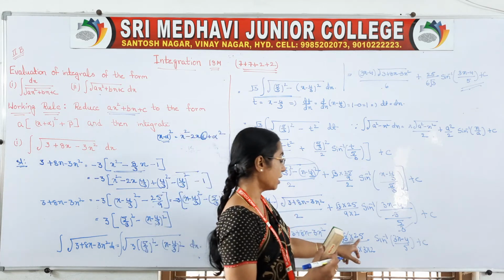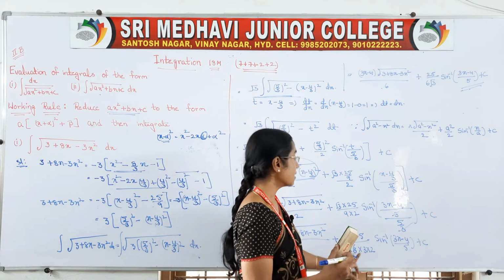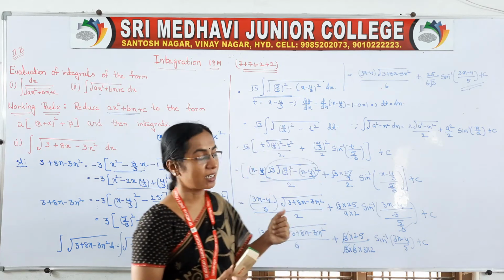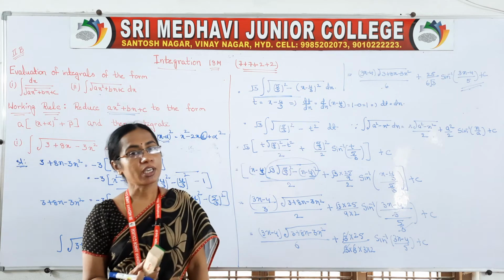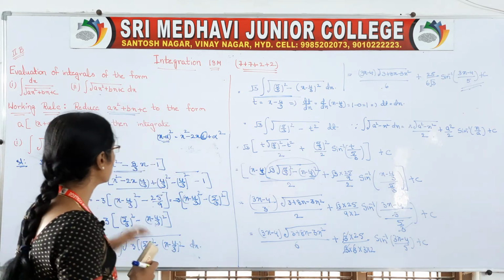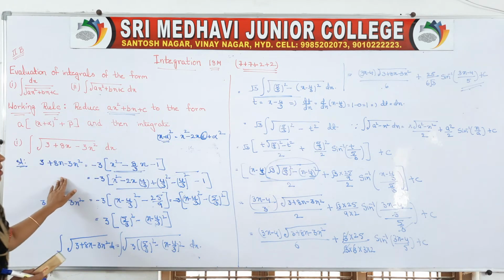Then it will be 25, 2 3s are 6 root 3. The answer is given like that. Otherwise we can stop here only, or here only. So this is your method, a little bit lengthy method.